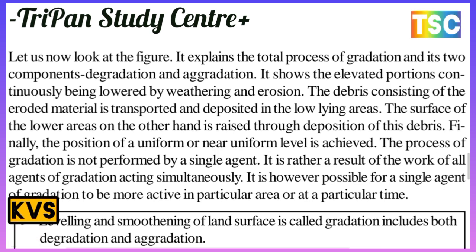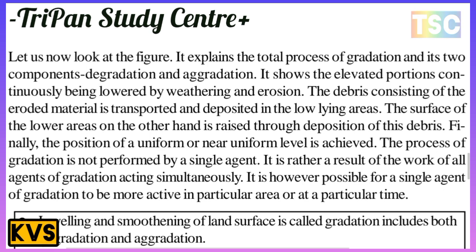There is gradation, degradation, and aggradation. It is shown that as elevated portions are continuously being lowered by waves, the debris consisting of their eroded material is transported and deposited in the low-lying area. The surface of the lower area rises through the deposition of this debris, and finally a uniform or near uniform level is achieved. The process of gradation is not performed by a single agent. It is rather the result of the work of all the agents of gradation acting together. It is however possible for a single agent to be more active in a particular area or at a particular time.